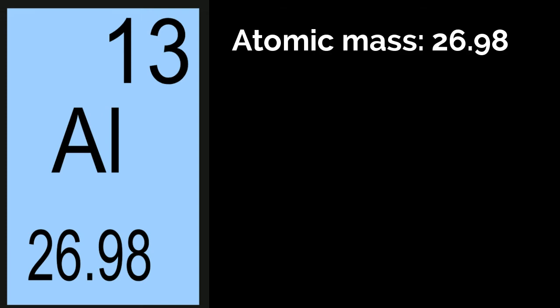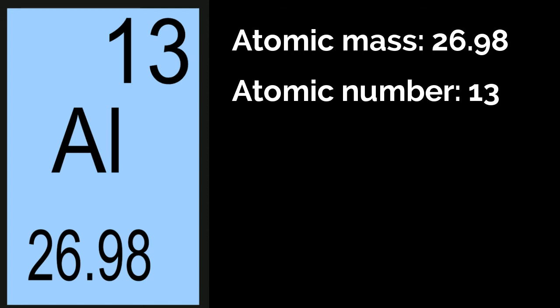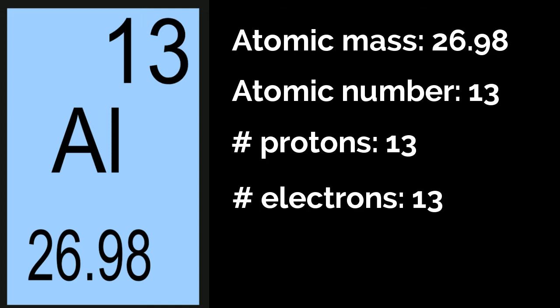Aluminum. Atomic mass is 26.98. Atomic number is 13. Number of protons is 13. Number of electrons is 13, since in a neutral atom, number of protons is equal to the number of electrons. To get the number of neutrons, subtract atomic number 13 from the mass number 26.98. Number of neutrons is equal to 13.98, rounding off to 14. Therefore, the number of neutrons is 14.